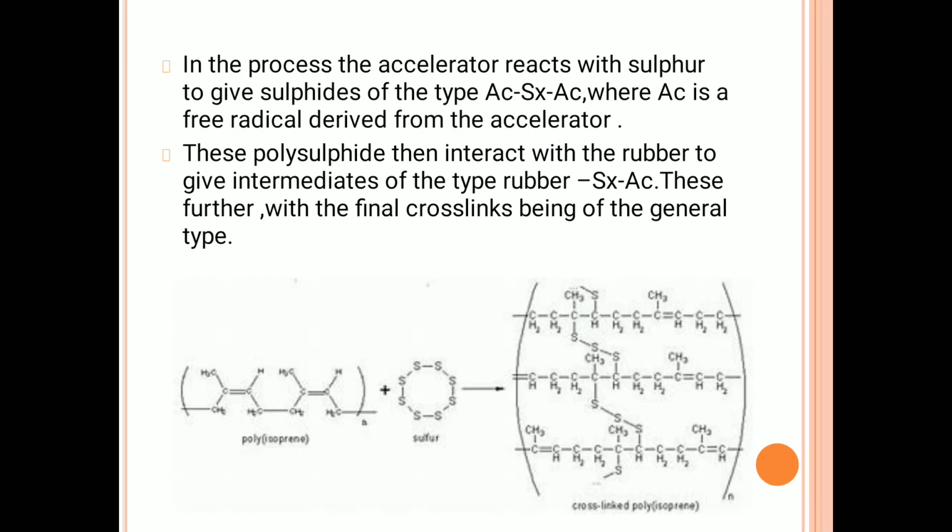In the process, the accelerator first reacts with sulfur, breaks the sulfur molecule and gives a polysulfide linkage, and these polysulfides then interact with the rubber to give an intermediate. These further react, with the final crosslinks being of the general type given in the figure below. We can see a cross-linked polyisobutylene chain in this figure.